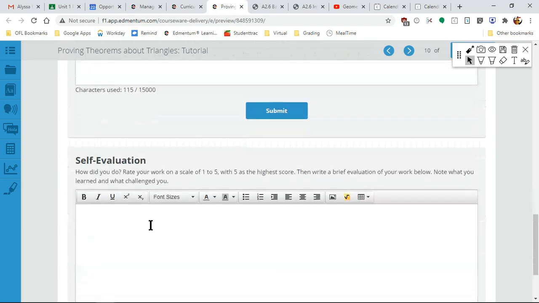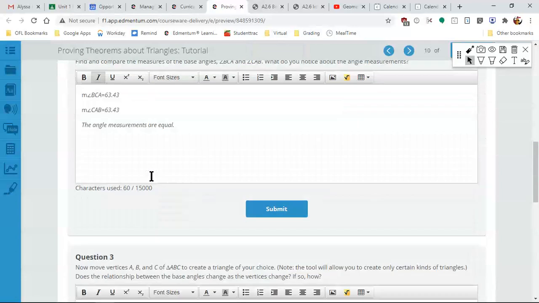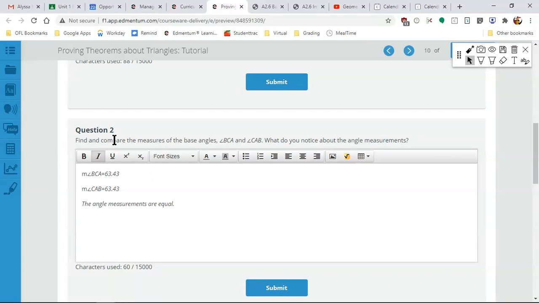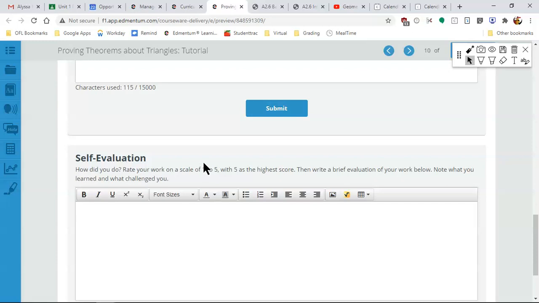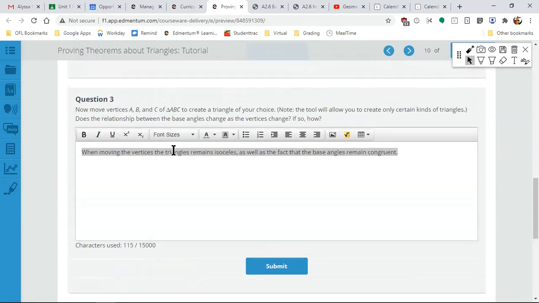And then here you can just write what you were having trouble with. If you didn't understand what a base angle was, that's a good spot to write about it. Find and compare measurements of base angles. Yeah, I think that's probably going to be the spot where people have the most difficulty, is understanding what a base angle is.